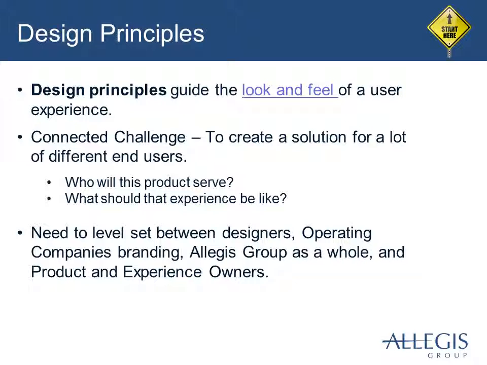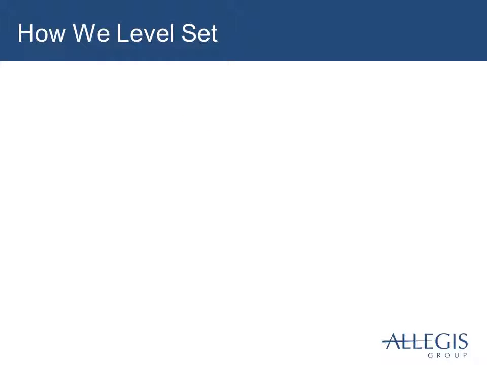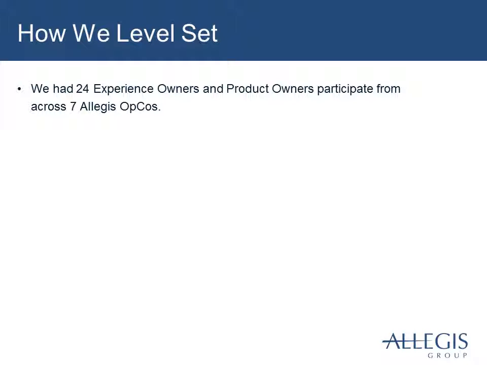So let me talk a little bit about the process and how we got to where we were. You'll notice here in this paragraph that we spoke with product owners as well as experience owners as representatives of different operating companies, as representatives of the brand of that company, as well as representatives of the different types of users of the system. How did we go through this exercise? Well, really what we did is, again, made sure that we spoke to folks that would be representative of all of Allegis and the operating companies. And we did what we call a card sort activity.